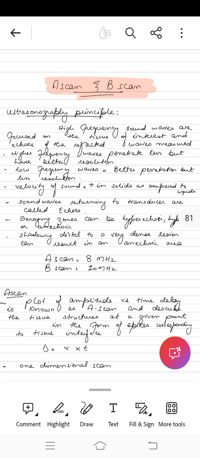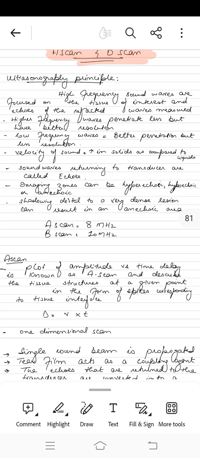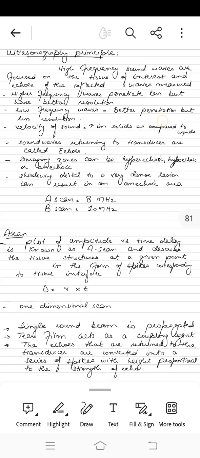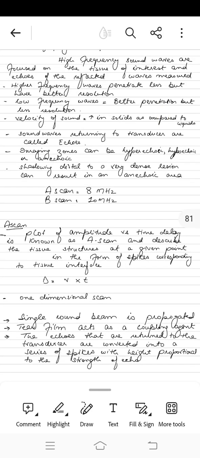Imaging zones can be hyperechoic, hypoechoic or anechoic. Shadowing distal to a very dense lesion can result in an anechoic area. A scan uses a frequency of 8 megahertz and B scan uses a frequency of 10 megahertz.